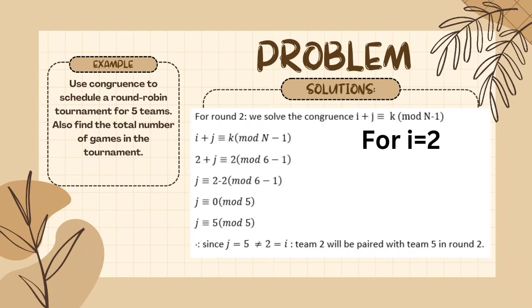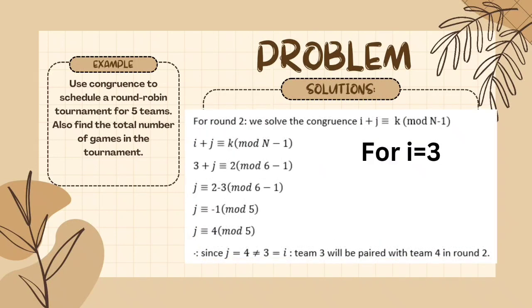So for i equal to 2, same thing. We just simply substitute and solve using the formula. Now we get j congruent to 0 mod 5, which is also congruent to 5 mod 5. Since j is equal to 5 and not equal to 2, team 2 will play with team 5 in round 2.